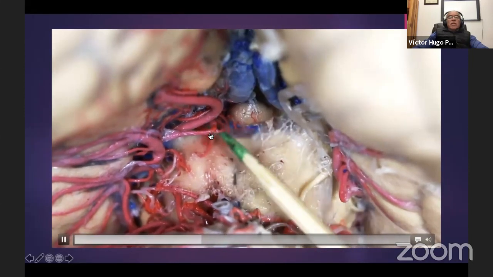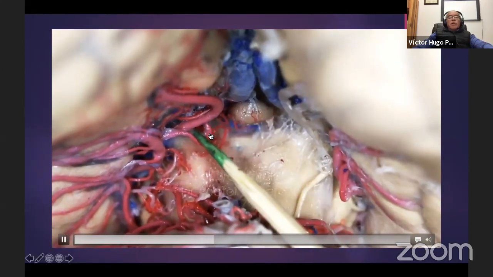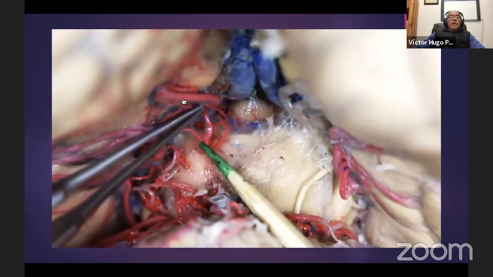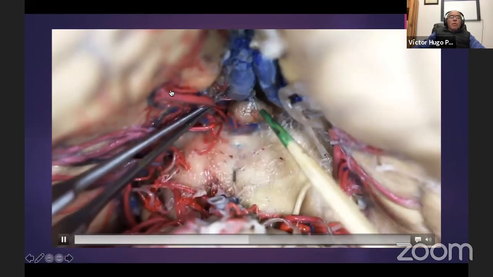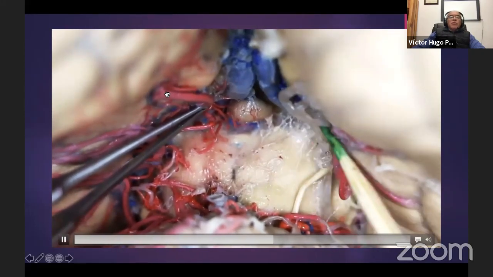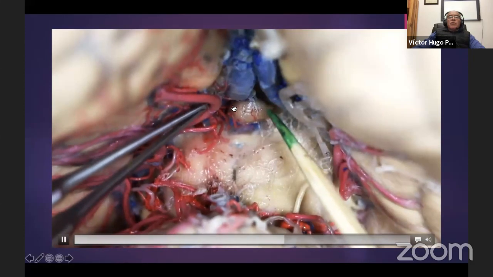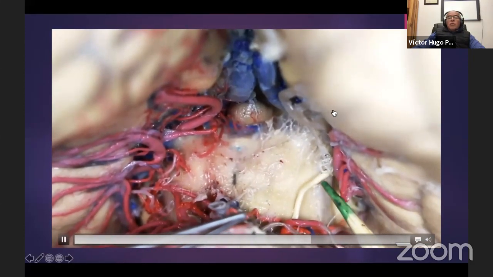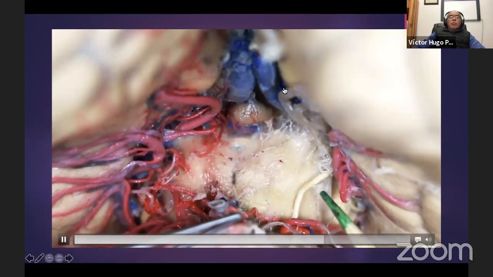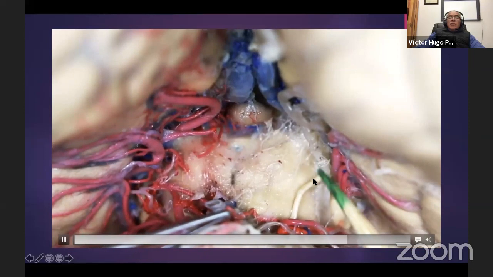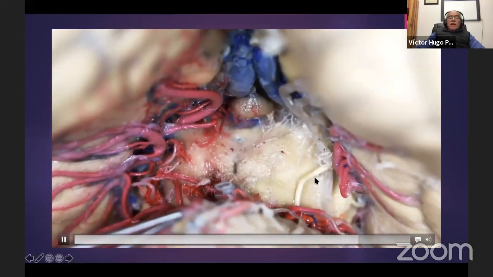This is a posteromedial choroidal artery, and this is most probably the P4 segment. This is the Rosenthal vein, and this is the trochlear nerve on the right side.